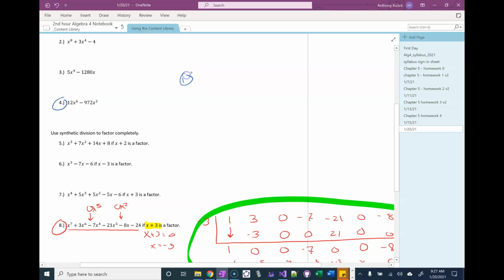So the first thing we do is we look for a greatest common factor. So if I look at that, 972 looks suspiciously like something that'll be divisible by 12. Not quite, but it is divisible by 4. Oh, 972, I typed 976. Let me try that one more time. Yeah, so I can take a 12 x squared out.